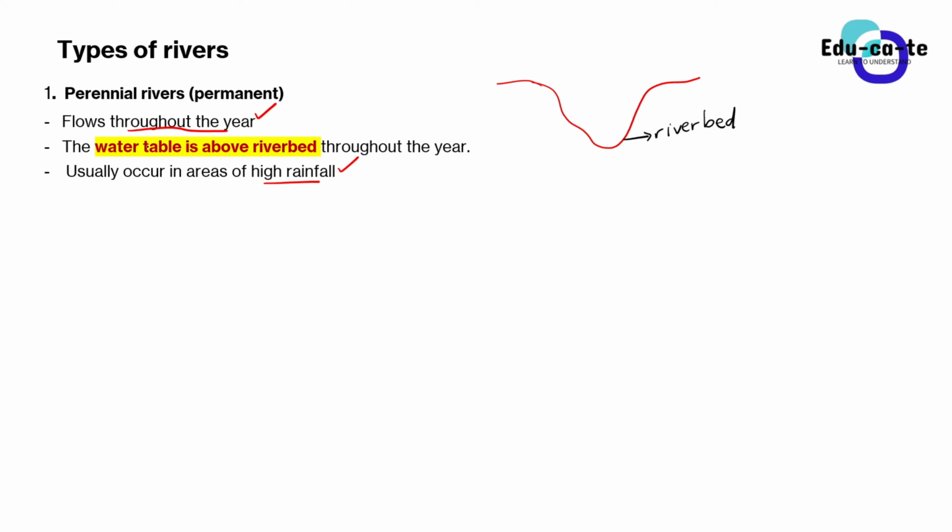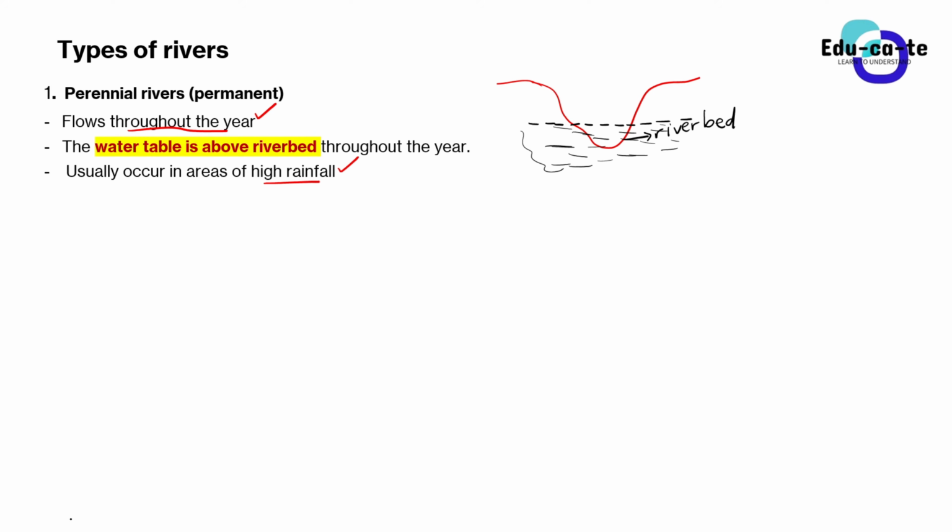Now for the perennial rivers, the water table is above the riverbed throughout the year. So it means that the water table is always above the what? Above the riverbed. Remember, the water table is the upper level of groundwater. So we're trying to say that the groundwater coming from the ground is always above the river. It is always intersecting. The water table is intersecting the riverbed.